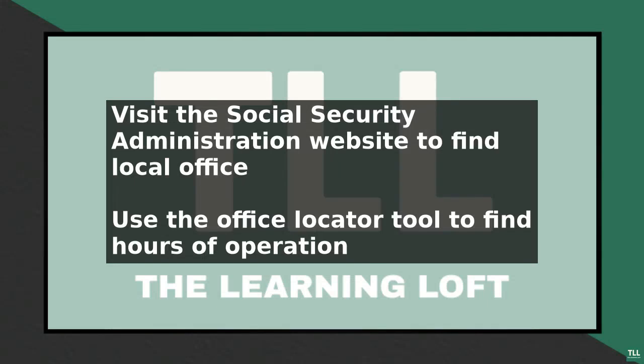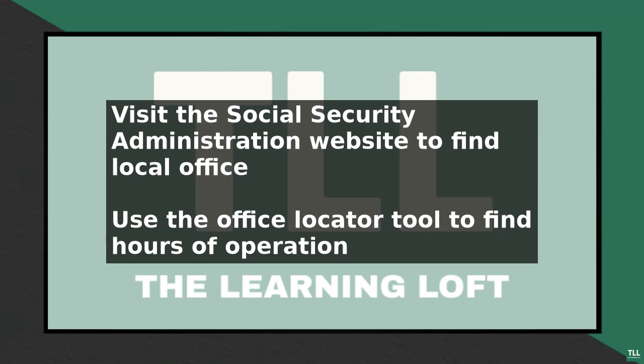To make an appointment at a Social Security office, start by visiting the Social Security Administration website and using the Office Locator tool to find your local office and its hours of operation. You can also call the Social Security Administration toll-free number to schedule an appointment over the phone.